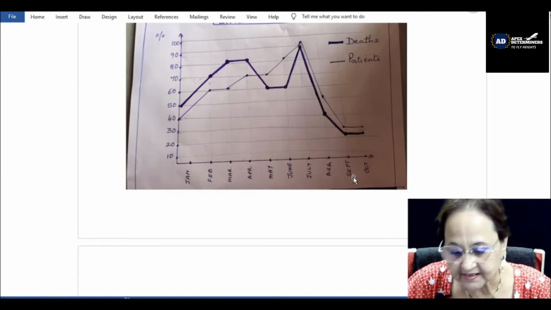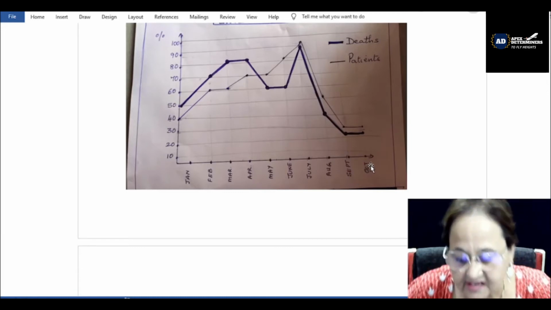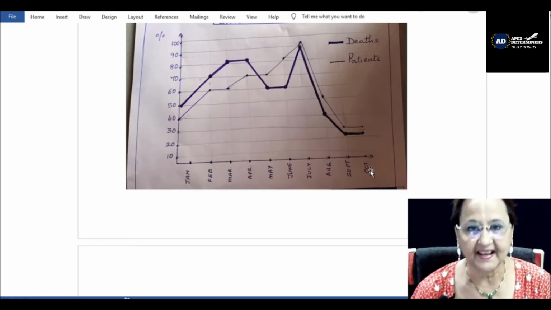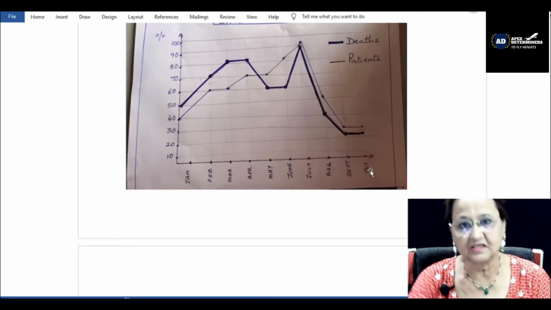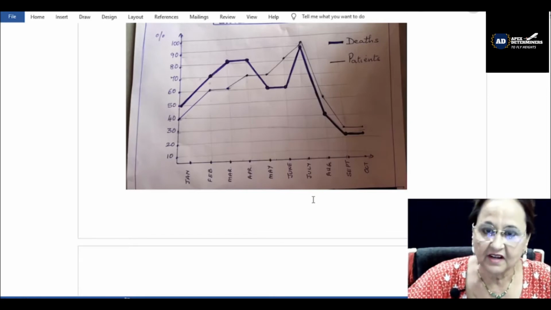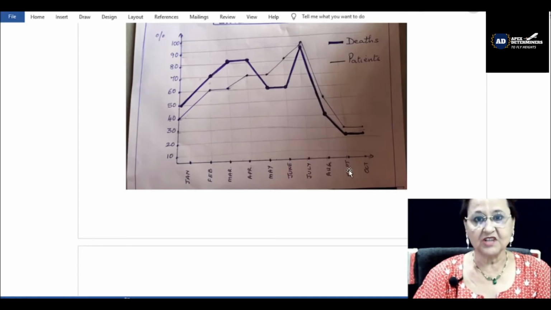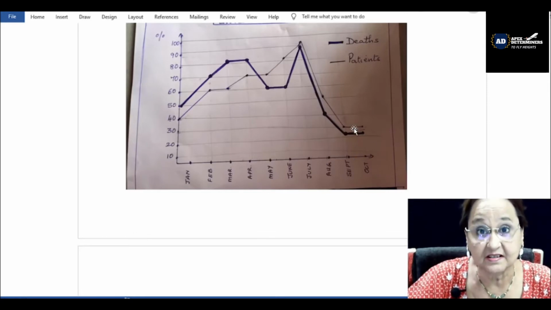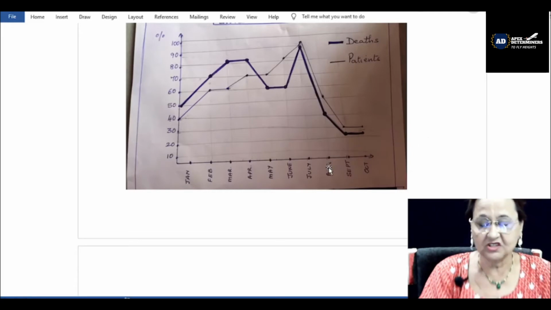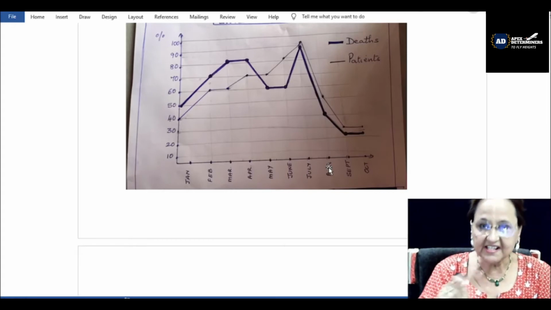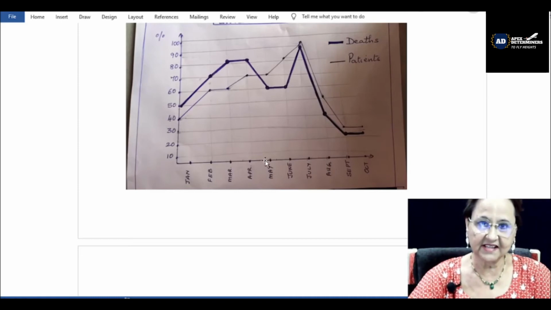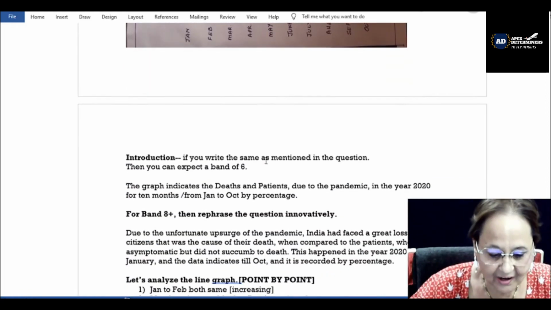But you will see at the end, after October, there is an arrow. That arrow means that the graph doesn't end there. The information is expected to move on to the end of the year. So that is when you have to use the future tense words like expected to, anticipated, predicted to continue till December. December is not mentioned. But if you do so, it means that you understand the meaning of the arrow on the x-axis.